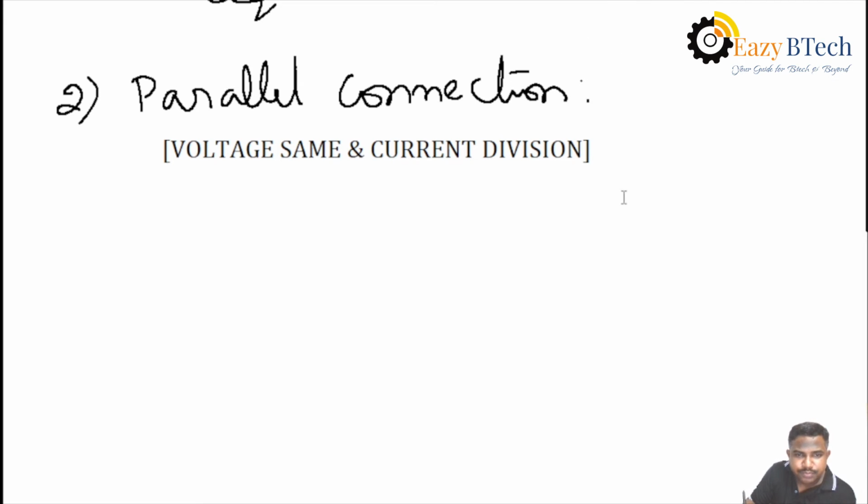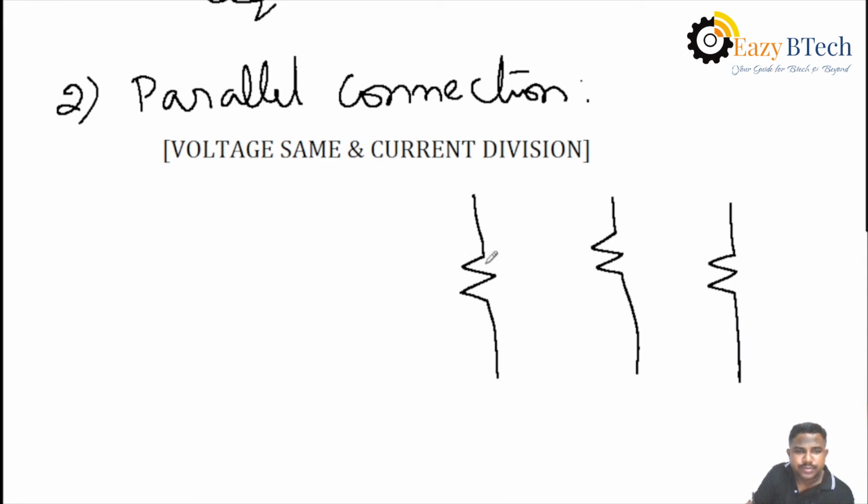For example, three elements are connected in parallel. We take R1 as one element, R2 as the second element, R3 as the third element. What is parallel connection? How do we form R1, R2, R3 in parallel?